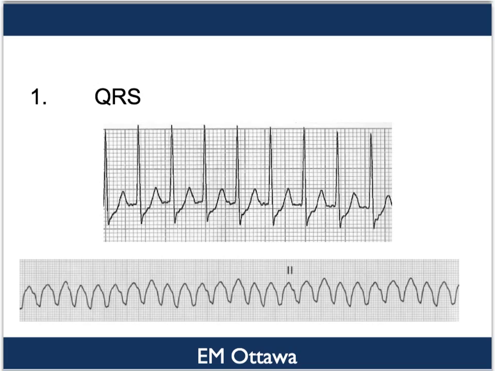A narrow QRS is a QRS complex, that means from the beginning of Q to the end of S, that is narrower than 0.1 seconds, or 2.5 small boxes. Therefore, you can see in the top rhythm strip that the QRS is narrow. Whereas in the bottom rhythm strip, you can see that there is a wide QRS because the QRS complexes are wider than 0.1 seconds or 2.5 boxes.